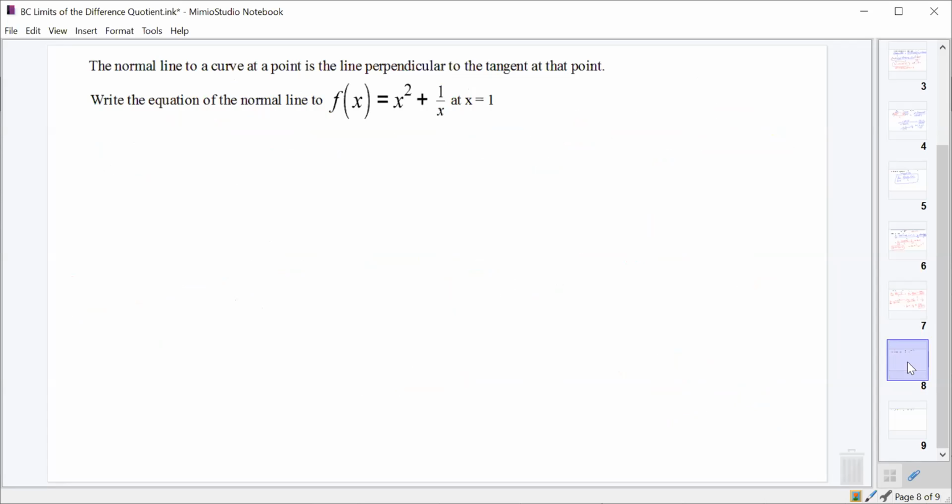All right, we recall what a normal line is. So we know a tangent line touches in one point. A normal line is the line that is perpendicular to the tangent at the point of tangency. So we want to write the equation of the normal line to f of x equals x squared plus 1 over x at x equals 1. The first thing we need to do is find what? What do we need to find the equation of a line? We need two things.